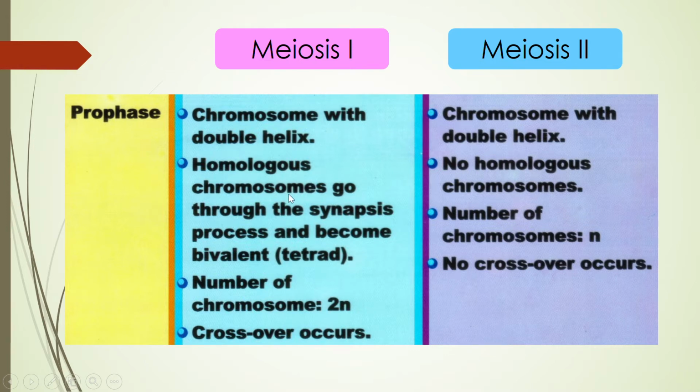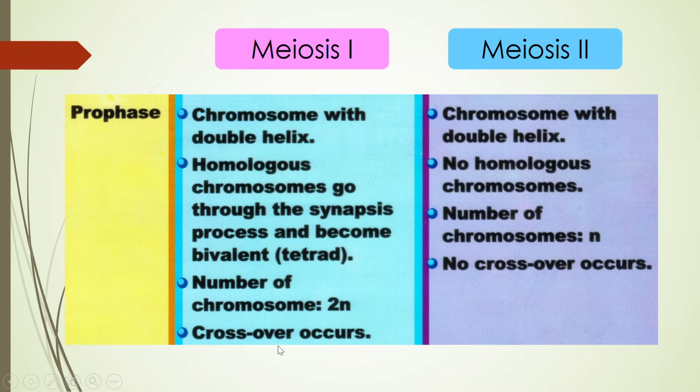Homologous chromosomes go through the synapsis process. Remember, the process is known as synapsis, the pairing of the homologous chromosomes, and they become a bivalent or tetrad, the four sister chromatids, and the number of chromosomes is 2n. It is still diploid, just the first phase, and crossover happens here.